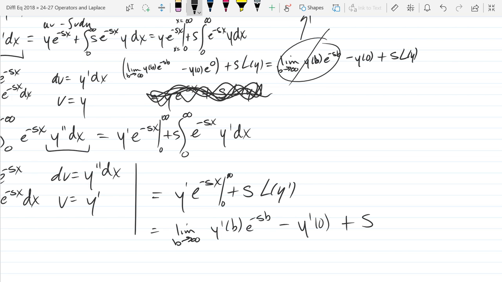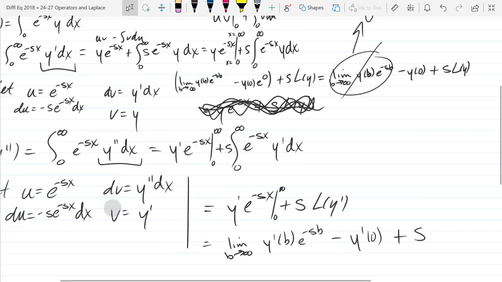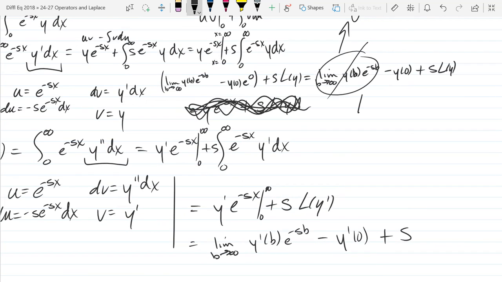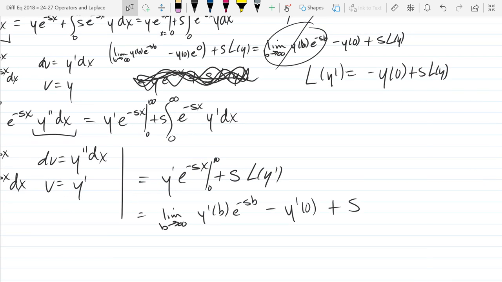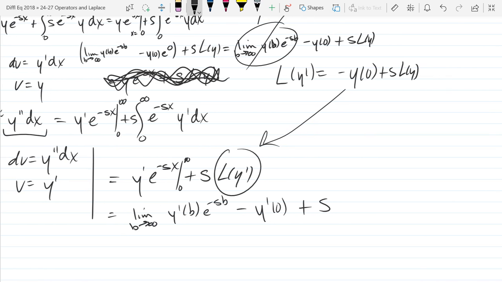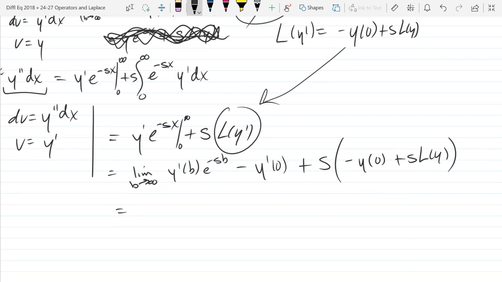Now L of y prime, somewhere up here, L of y prime is this line right above, which is negative y of 0 plus s L of y. So I'm going to use that L of y prime right here. So it's s times negative y of 0 plus s L of y. Again, that first limit we're assuming is 0. I'm just distributing s.